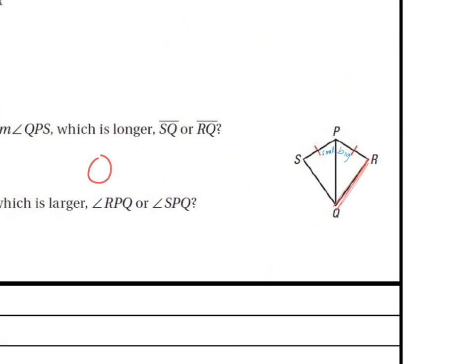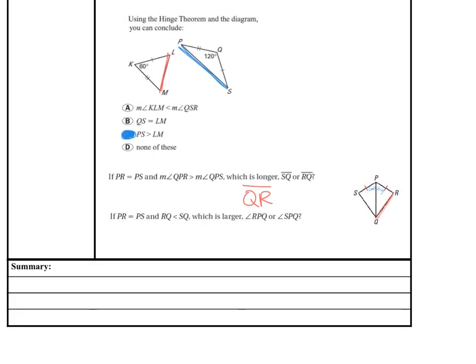So you'd have to say QR is greater than QS. So it's asking which is longer, QR or QS. Oh, I guess it's RQ. So it tells you which angle is bigger. It says that QPR is bigger or greater than QPS. So since that angle is larger, then the side across from it's larger.